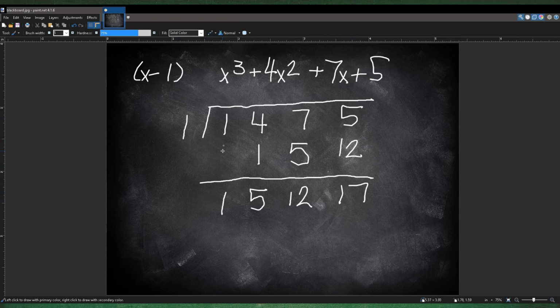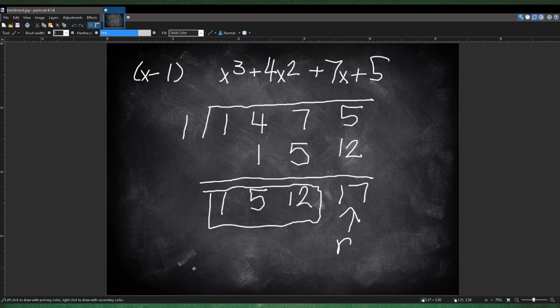So you just keep doing that. You just drop down the first term, and then you multiply that term by that term, and you add those, and then you drop down the new term, and then you keep multiplying, and you keep doing that until you get the last term, which is going to be the remainder. And these three terms are going to be the coefficients of the new terms.